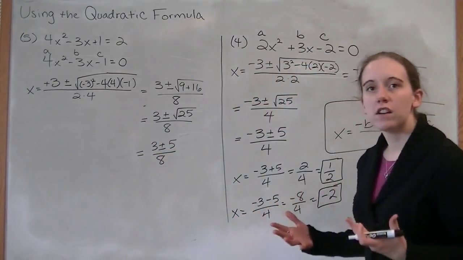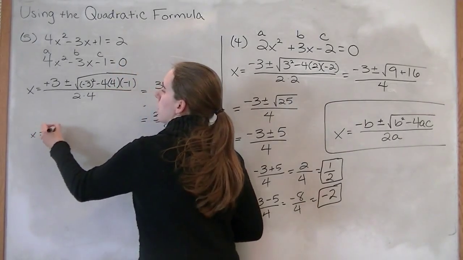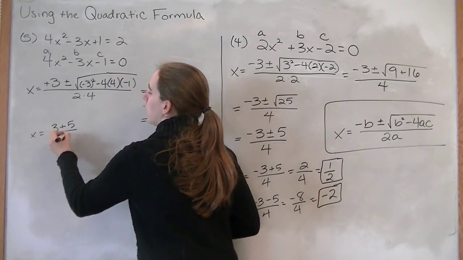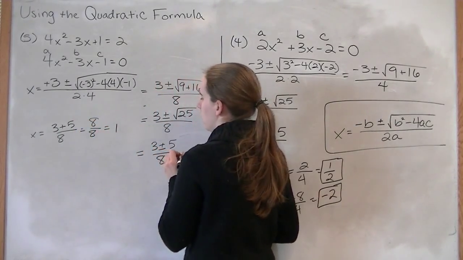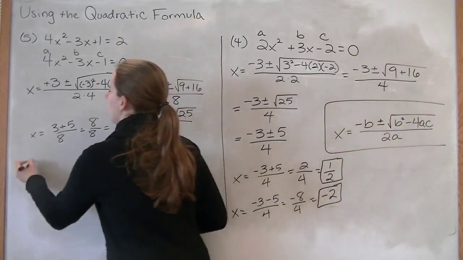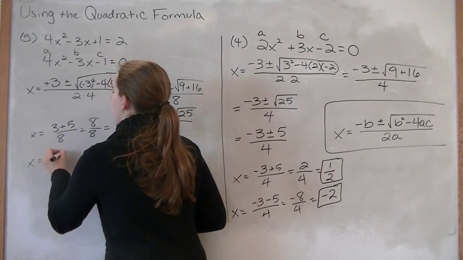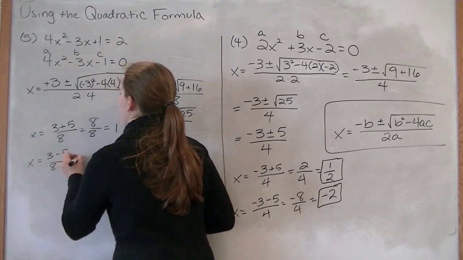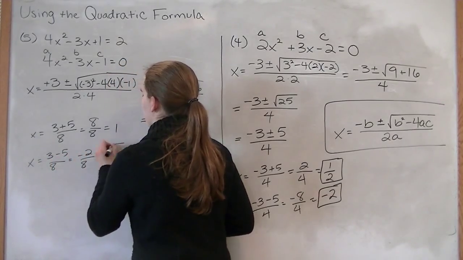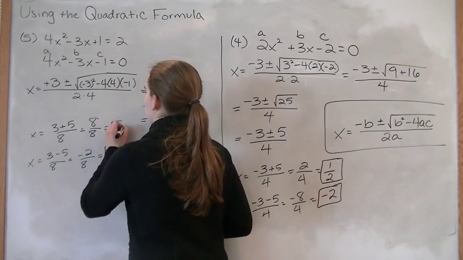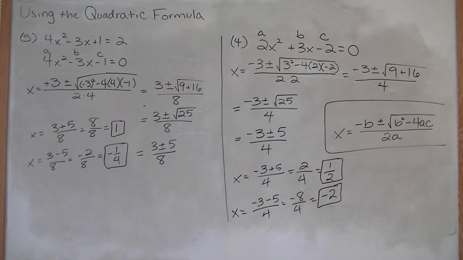So we can find our two solutions. One will be x equals 3 plus 5 over 8, which is just 8 over 8, or 1. And then the other would be 3 minus 5 over 8, or negative 2 over 8, which is negative 1/4. So there are our two solutions for that problem.